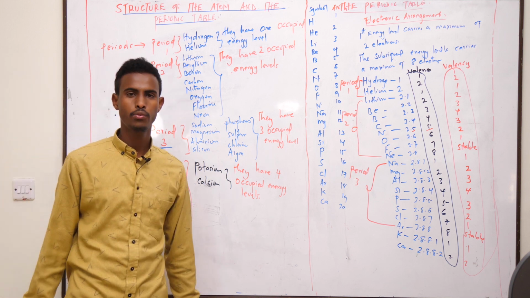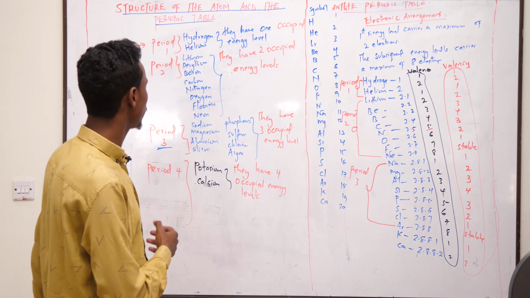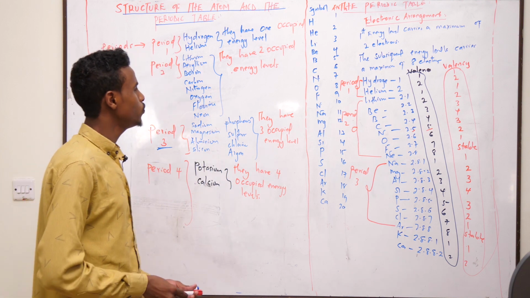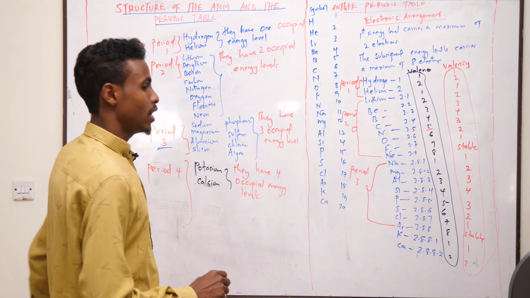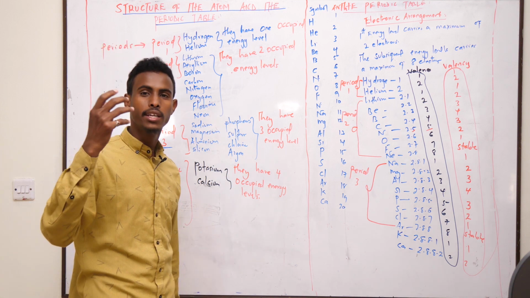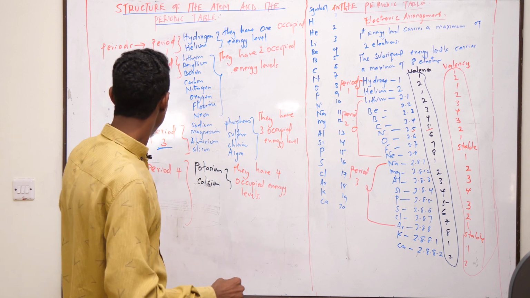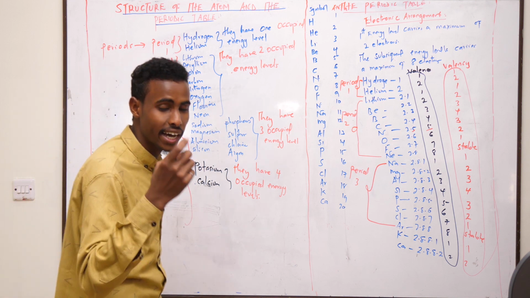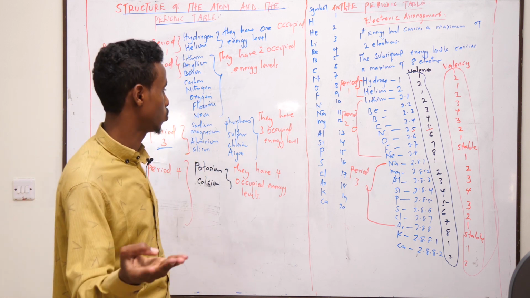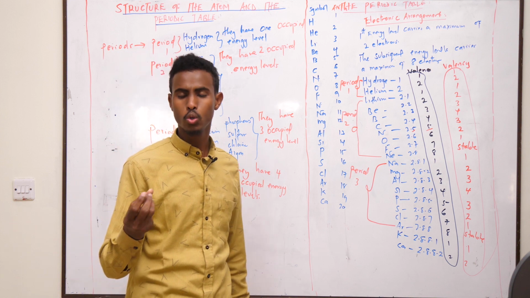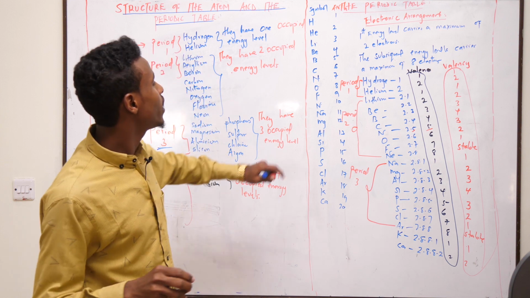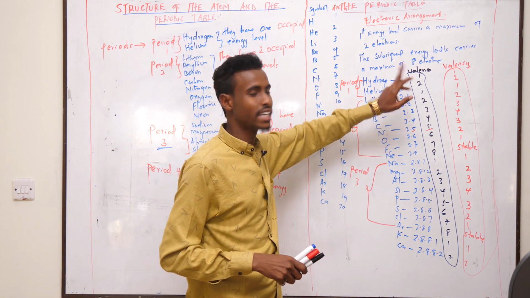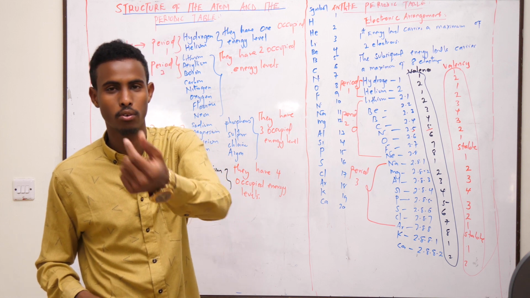Lastly I want us to look at the groups, then we finish up at that point. We have 8 groups in the periodic table, and 4 groups are primarily studied: group 1, group 2, group 7, and group 8. For groups, it's very simple. You just look at the outermost energy level. For instance, hydrogen is in group 1. Why? Because it has 1 electron in the outermost energy level.